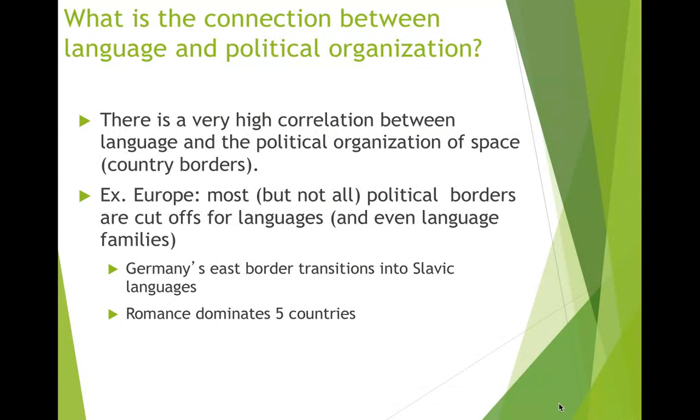Finally, we look at the connection between language and political organization. Talking about the organization of political space and the creation of borders, there tends to be a very high correlation between language and the organization of space, so the border of a country. An example here is Europe. Most, but not all, of their political borders are cutoffs for different languages and even different language families. That's not always the case, but in Europe it tends to follow that idea.